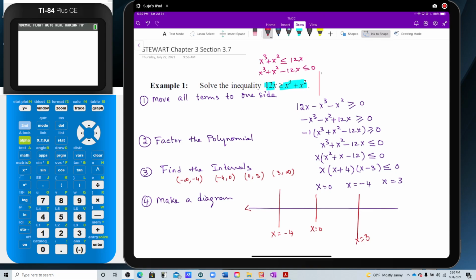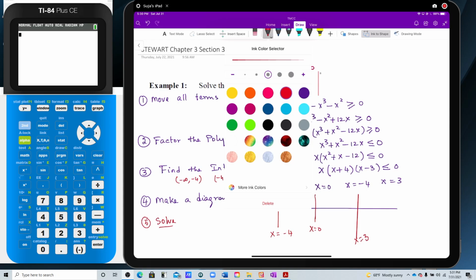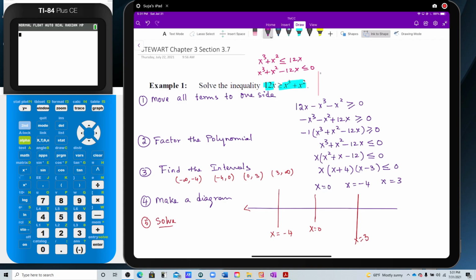Okay, so after this, the last step of doing this problem is solving. Now, how do we solve this? Pick a test point, like pick a point from each interval. So let me pick a point from the first interval, negative infinity to negative 4. I'm just going to pick one point. So let me call it negative 5. This negative 5 is called the test point.